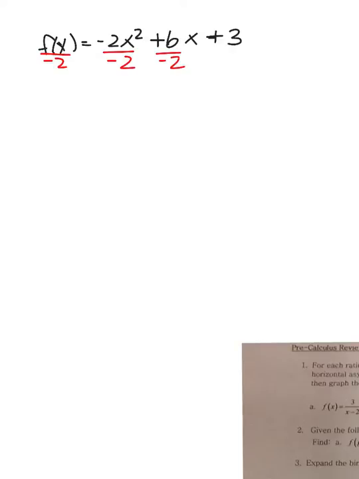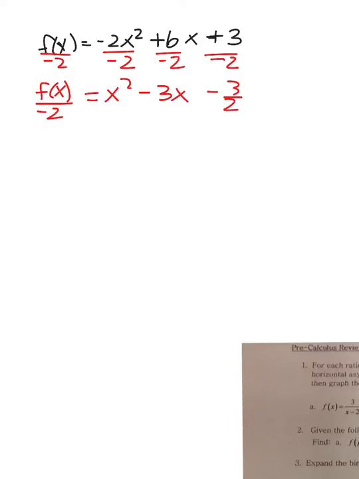All right, so B is f of x is equal to negative 2x squared plus 6x plus 3. The first thing is I want to divide everything by -2 because my leading coefficient has to be a 1 in order to complete the square. So I have f of x over -2 equals x squared minus 3x minus 3 halves. And you leave it as a fraction. Do not put in a decimal.